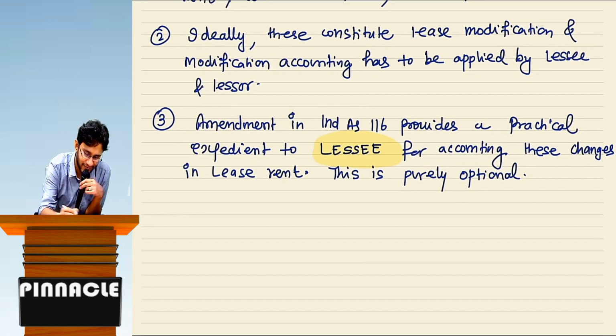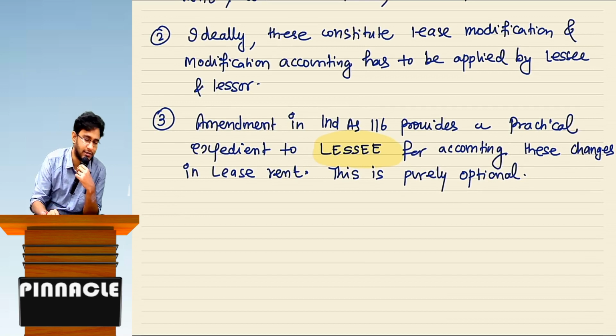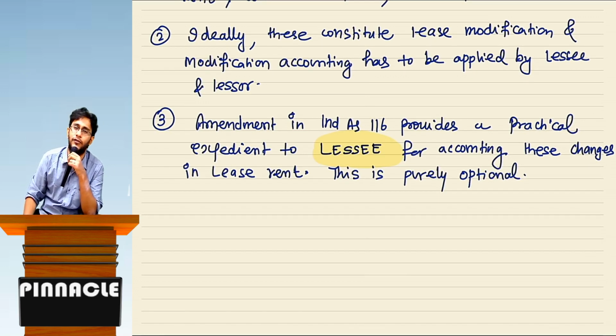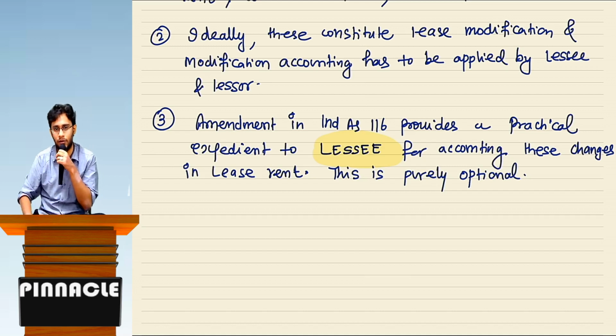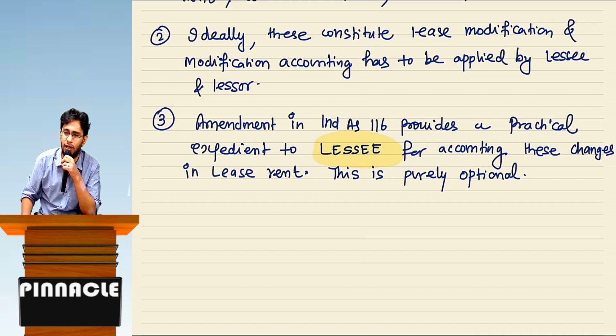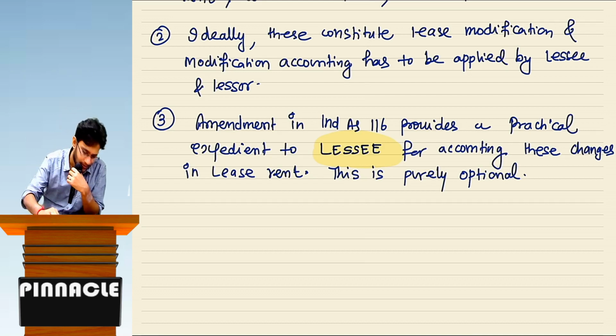Think. So you have to treat it as a separate contract if two conditions are satisfied. Otherwise, we have to see whether because of this modification a change in the nature of lease is happening or not. If there is no change in the nature of lease, then simply remeasurement will be sufficient.